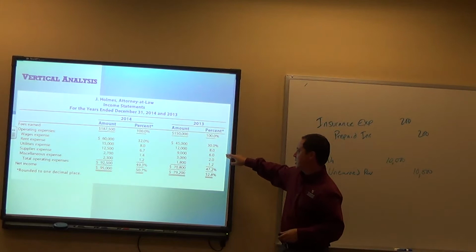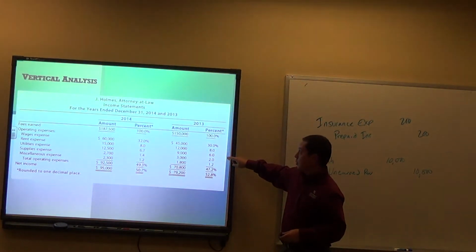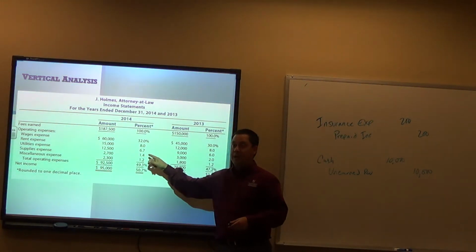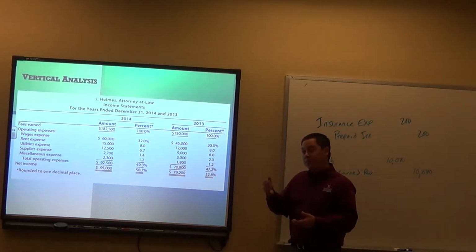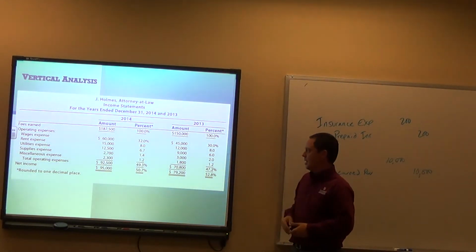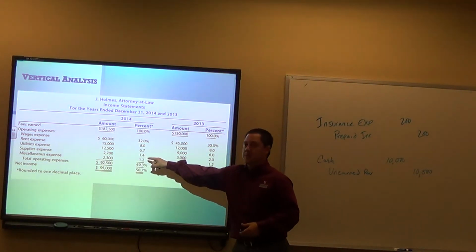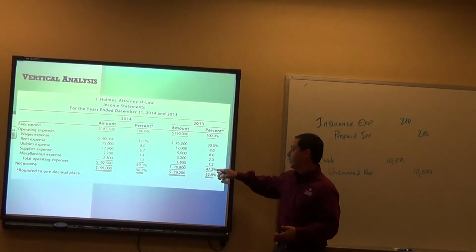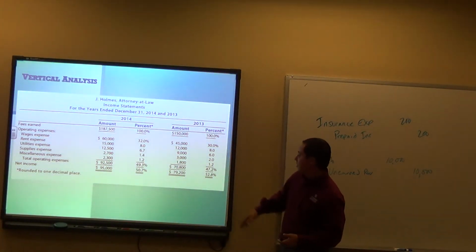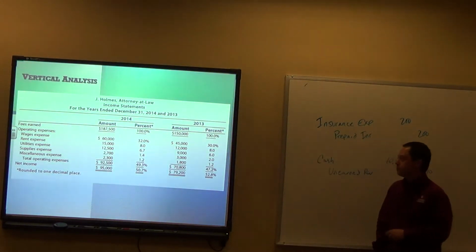Our rent expense stayed the same, our utilities expense went up. Maybe that's something we need to take a look at, but there may be a reason for that. We have to see why. It just gives us a quick glance. One good thing is our supplies expense went down. That's a positive thing. The rest of it's pretty similar.